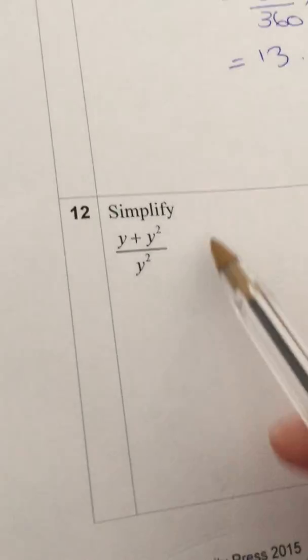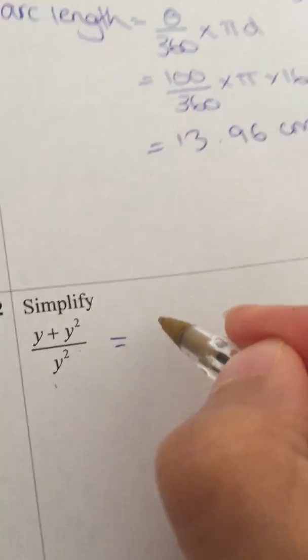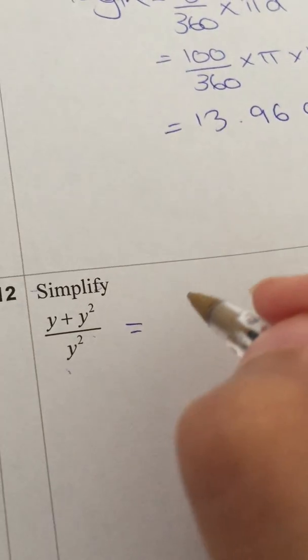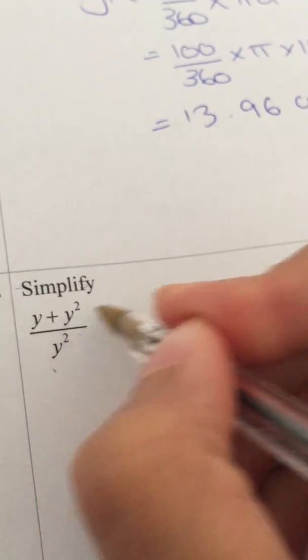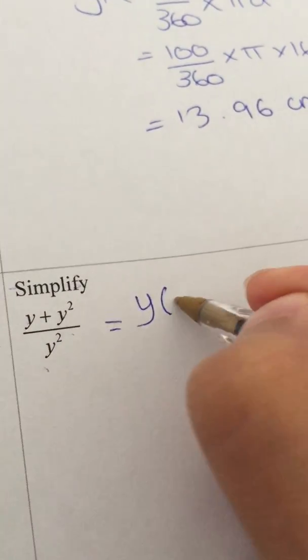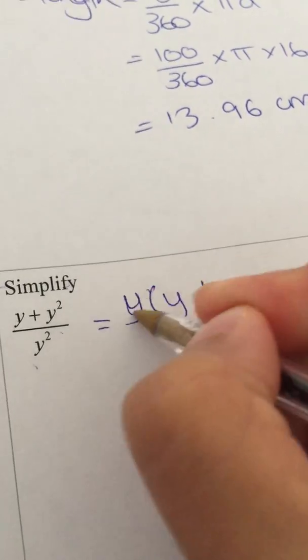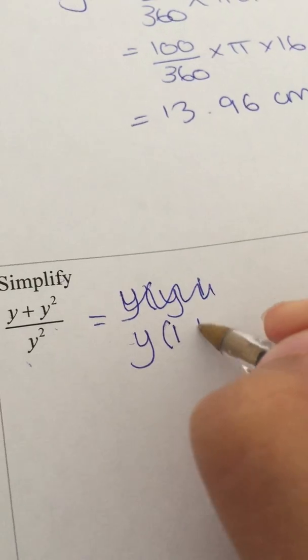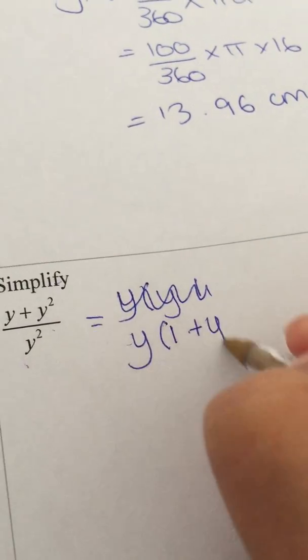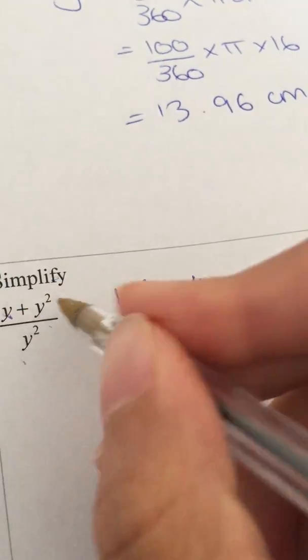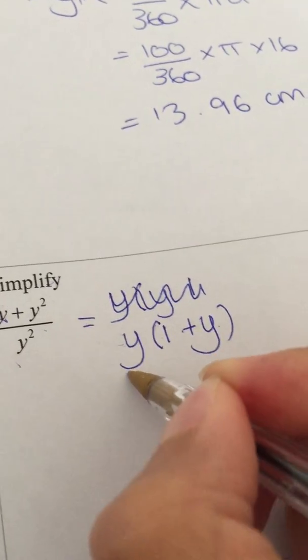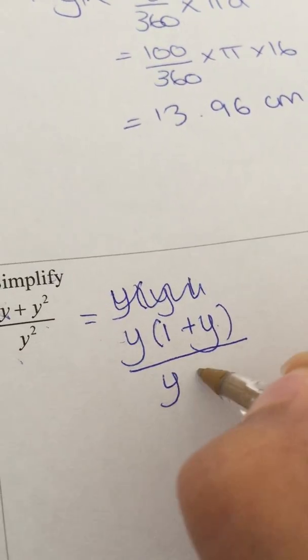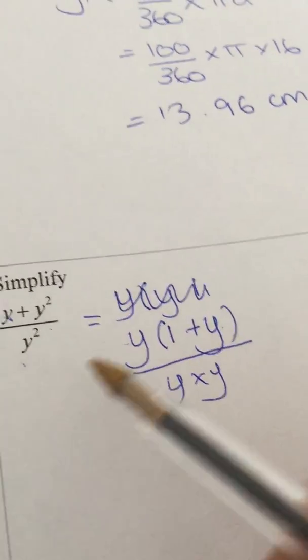Okay, the last question. y plus y squared over y squared. Well, we need to simplify, so we need to cancel out common factors. Well, y and y squared have y in common, and that's y times 1 plus y, because then y times 1 will give me the y, y times y gives me the y squared, and that is over y times y, because that's what y squared means.